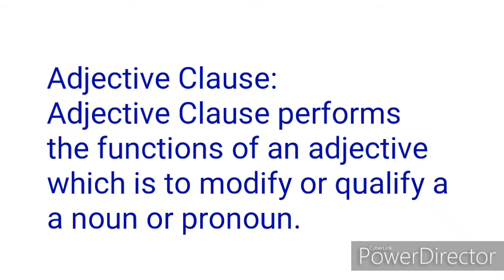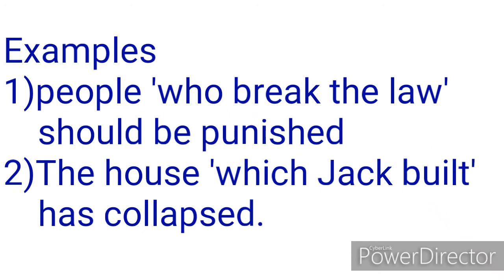Now let's look at some examples. People who break the law should be punished. The house which Jack built has collapsed. So in the first example, who break the law is an adjective clause because it gives us more information about people, which is a noun. Now let's look at the second example. The house which Jack built has collapsed. Which Jack built is an adjective clause because it tells us more about the noun house, or it gives us more information about the house.